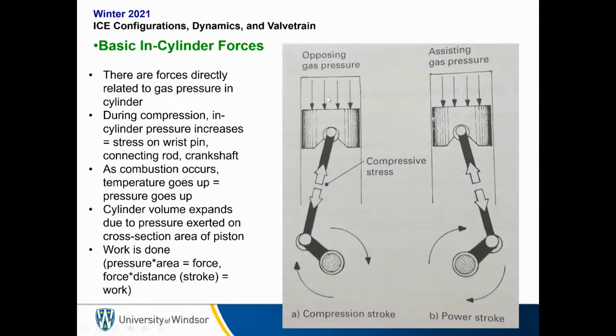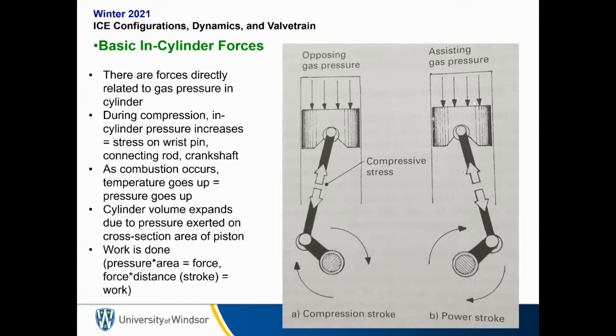So the piston's trying to go up, trying to compress that air-fuel mixture, or just air. But the gas pressure that's building up in this cylinder is going to oppose the motion of the piston. And this increasing pressure is actually going to put tons of stress on the wrist pin, connecting rod and crankshaft. Now, as combustion starts to occur, that means temperature goes up and pressure goes up. So the cylinder volume is going to expand due to the pressure exerted on the cross-section area of the piston, and that's actually going to be an assisting gas pressure.